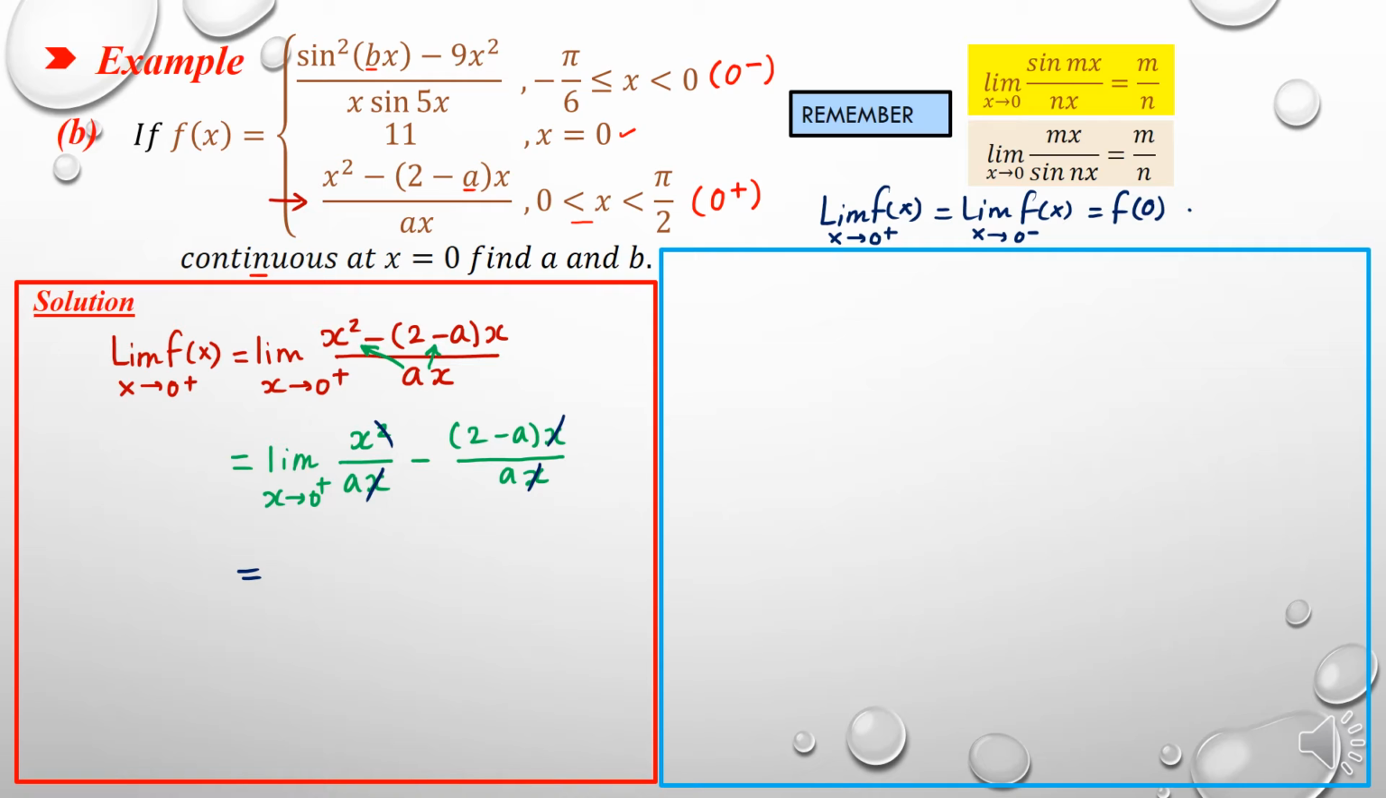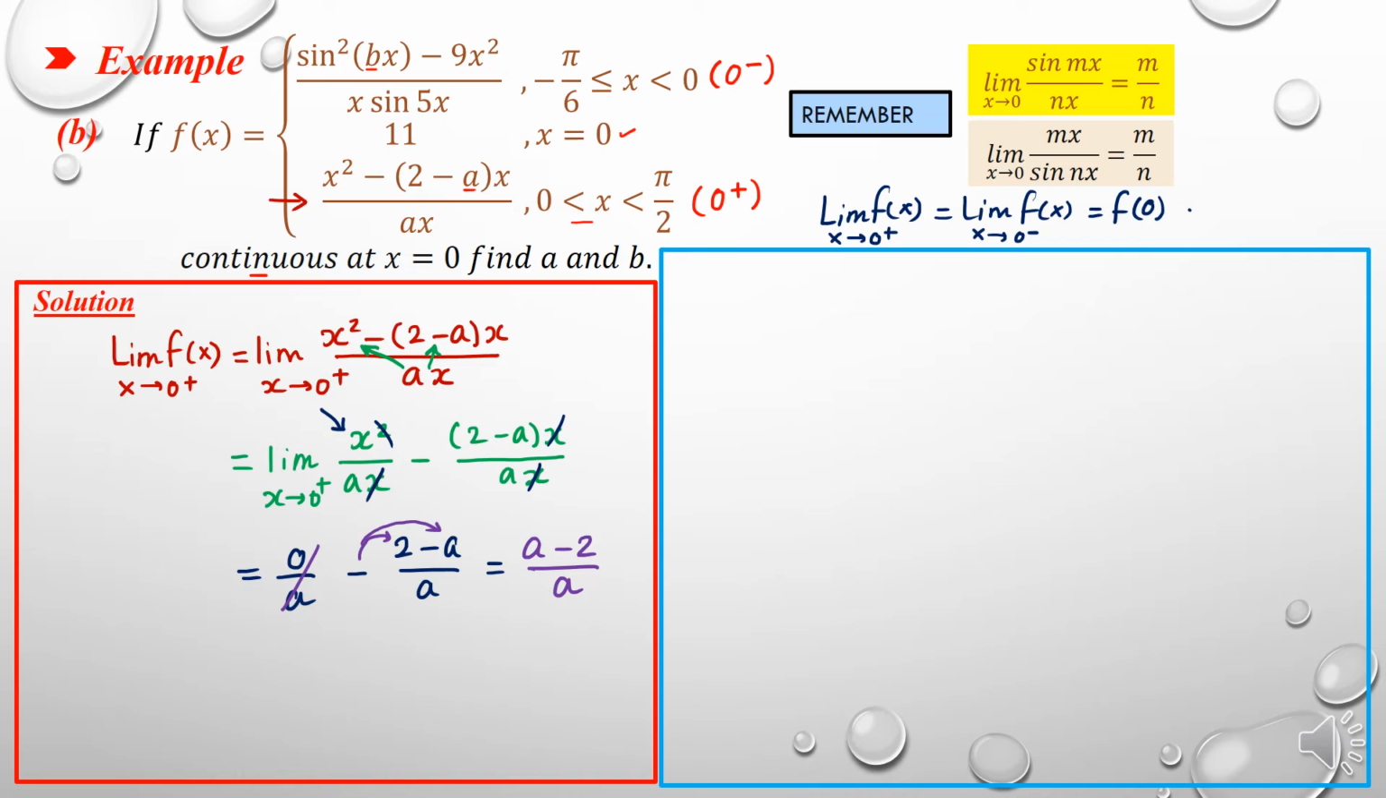So this is equal. Now you have to substitute or plug in the value of x, which is 0 in this limit, and you'll get 0 over a minus 2 minus a over a, and this gives us, now 0 divided by a is 0, and distribute the negative sign to this expression, you will get a minus 2 divided by a.